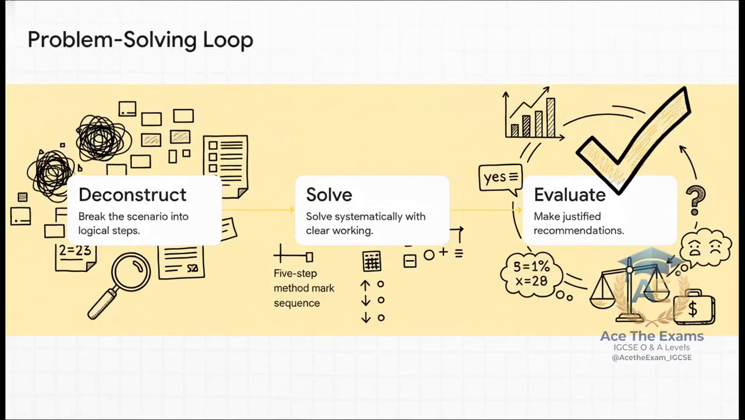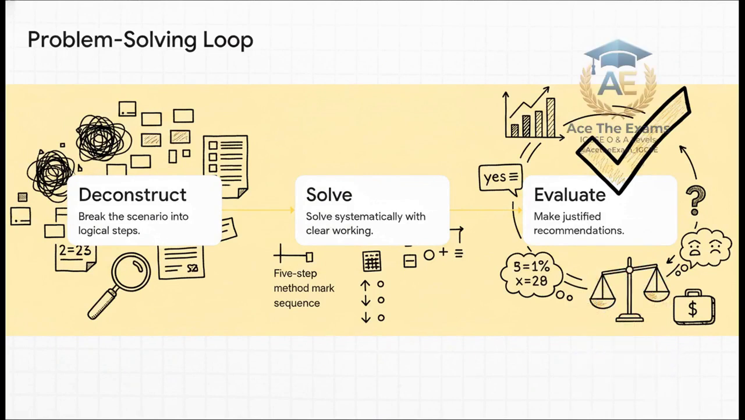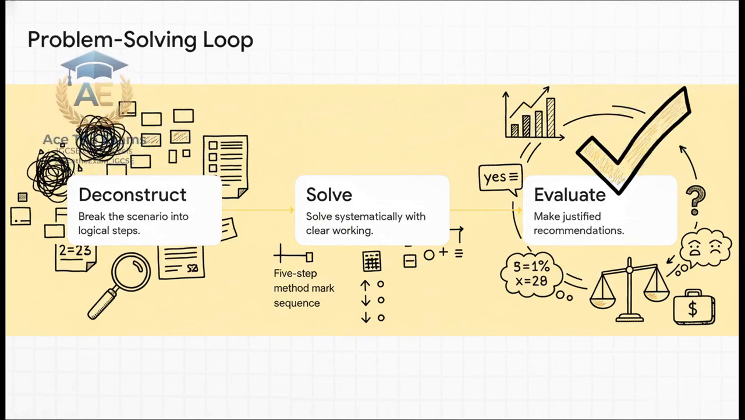So, the underlying crucial point here is implementing the ultimate problem-solving loop. This is exactly what we drill into Alex and Sam. First, deconstruct information. Take that chaotic, terrifying scenario and break it down into logical, digestible steps. Second, solve systematically. Use that 5-step method mark sequence we talked about earlier. Don't skip a single step. Third, and honestly most importantly, evaluate and recommend. This means stepping back, checking your findings for reasonableness, and making highly justified recommendations that actually answer the specific prompt.